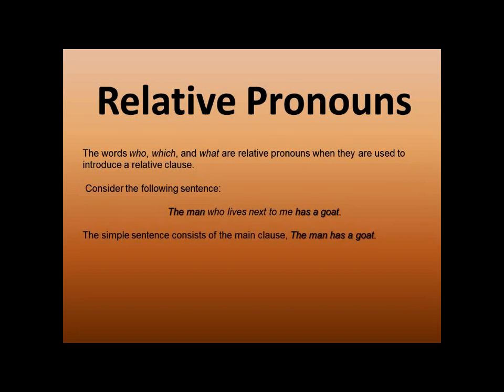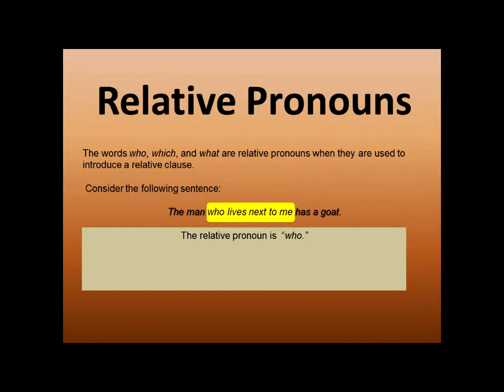The simple sentence consists of the main clause, the man has a goat. We have that highlighted in bold. But there's a relative clause specifying which man, and we have that highlighted in yellow. That's the phrase, who lives next to me. The relative pronoun is who.